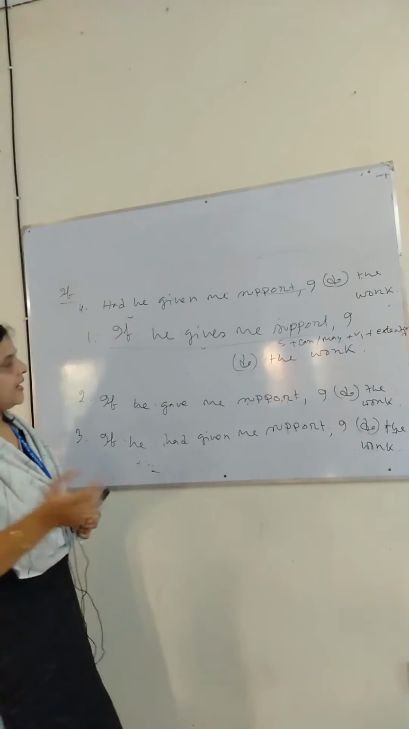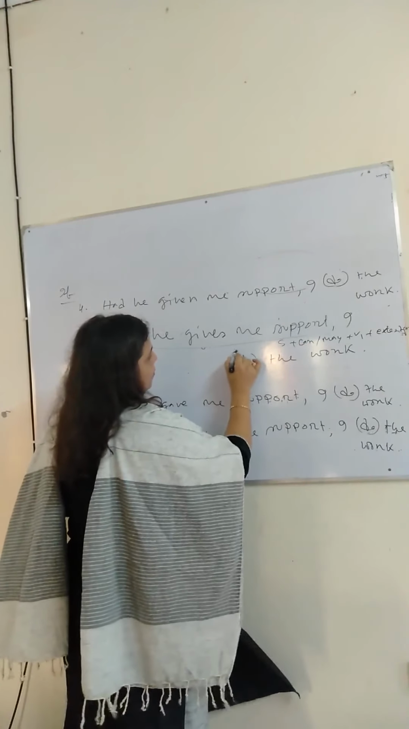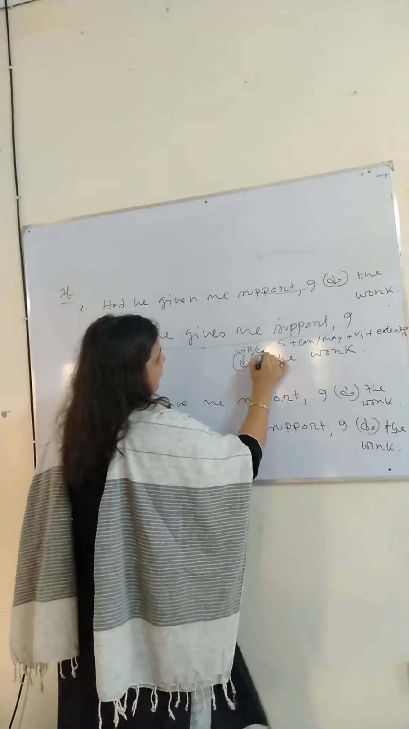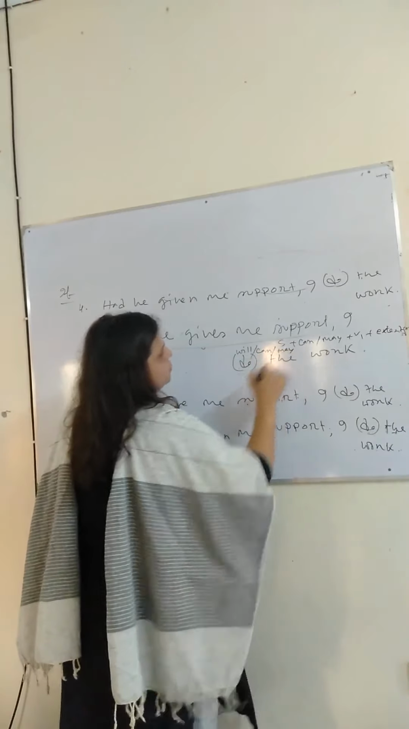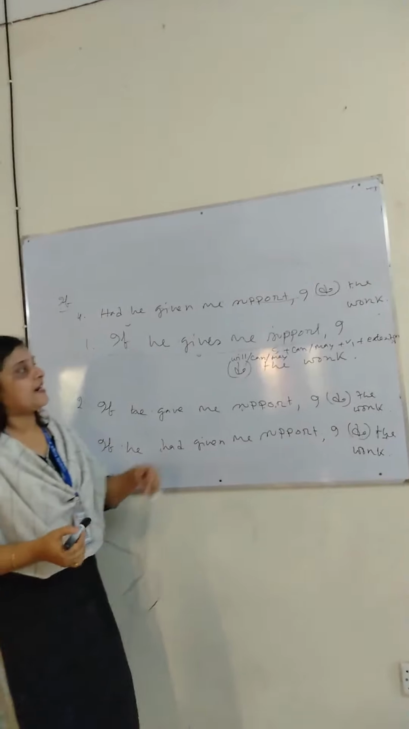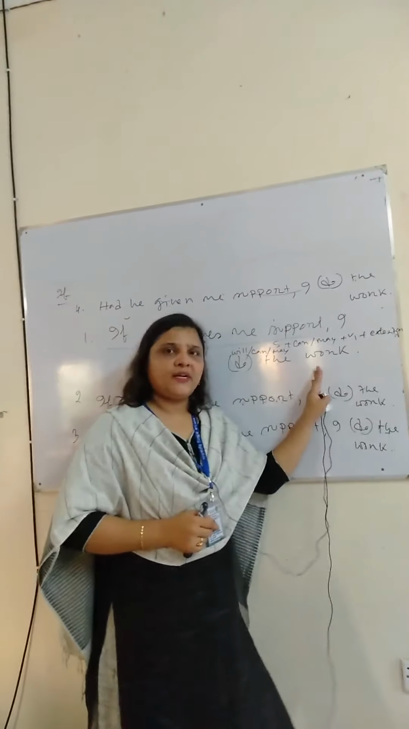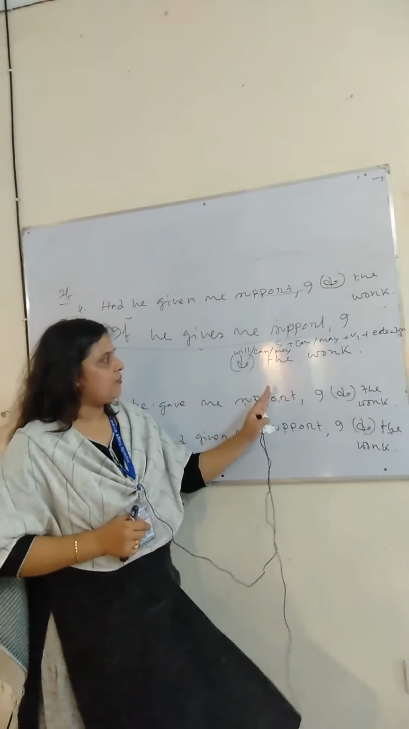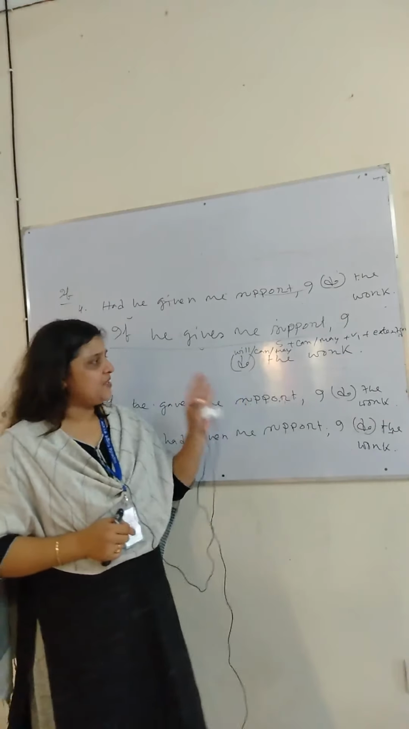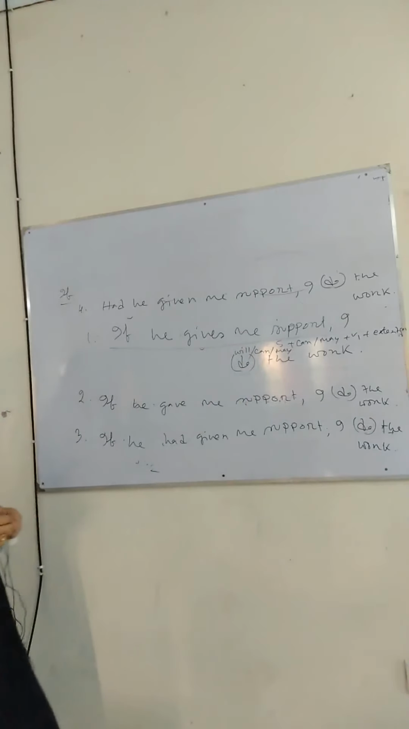Then let us correct the sentence: I will do, or I can do, or I may do the work. All three sentences are correct. If I say, if he gives me support, I will do the work, this is correct. I may do the work, or I can do the work. These three sentences are correct. Do you understand? Okay. Now come to the next sentence.